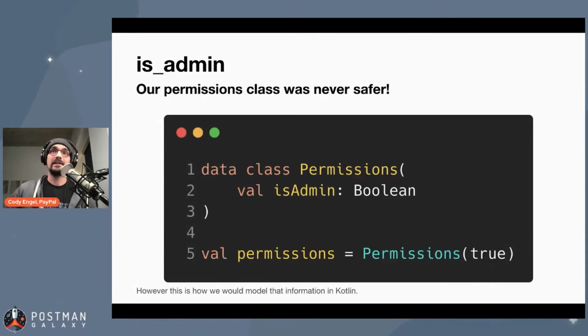So in Kotlin, we had a data class called permissions. We had a property called isAdmin. It was set to a Boolean. And then on line 5, if we wanted to create that locally, we would just do permissions and then pass in the value of true. So if this was the case, everything would be great.